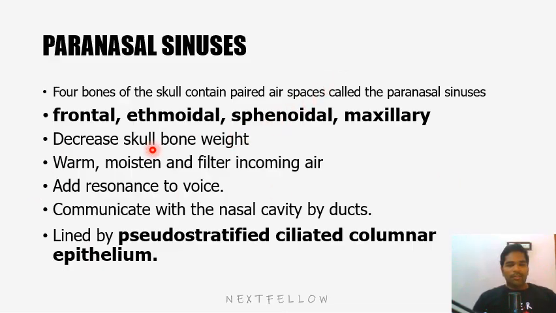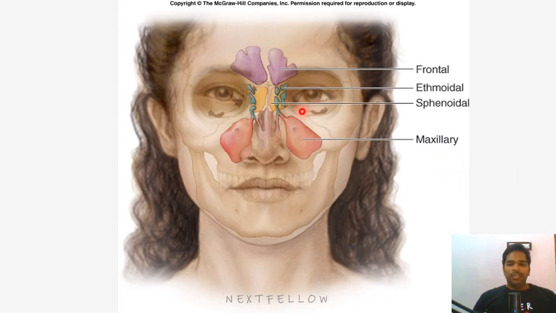For paranasal sinuses, we have 4 groups: frontal, ethmoidal, sphenoidal and maxillary sinuses. They decrease the skull bone weight, warm, moisten and filter the incoming air, and add resonance to the voice. They communicate with the nasal cavity through ducts, and when these ducts get obstructed or there is an infection in the sinus, that leads to sinusitis, which becomes chronic and can be repaired only by surgery. They are lined by stratified ciliated columnar epithelium, we know that. These are all the paranasal sinuses, given in pairs.